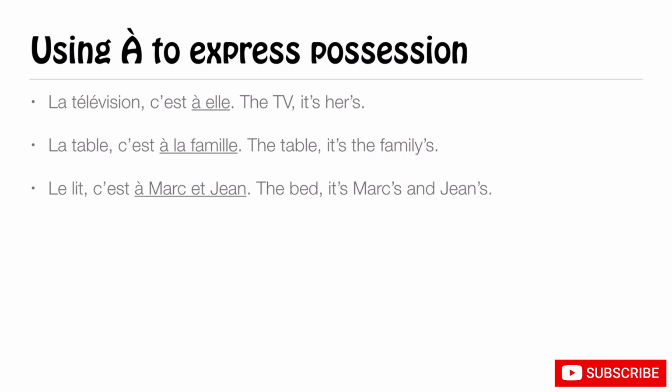And similarly, you can use à to express possession. So la télévision, c'est à elle. La table, c'est à la famille. Le lit, c'est à Marc et Jean. That would be equivalent to saying the TV, it's hers. The table, it's the family's. So those are just different ways to express possession in French.